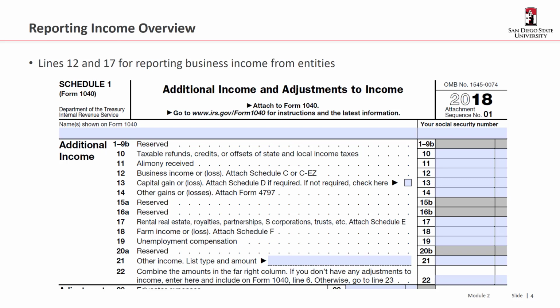On line 12, business income, attach Schedule C or C-EZ. That's where sole proprietors ultimately report their income. It's first reported on a Schedule C, and then it comes here to Schedule 1. If you look down here on line 22, eventually Schedule 1 ends up on Form 1040, line 6, which is, of course, the individual income tax return. Line 17 picks up a number of other forms of business income: rental real estate, royalties, partnerships, S corporations, trusts, etc. That first goes through a Schedule E and eventually lands on line 17.